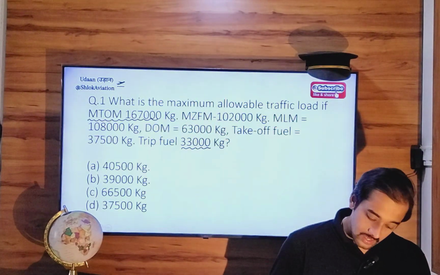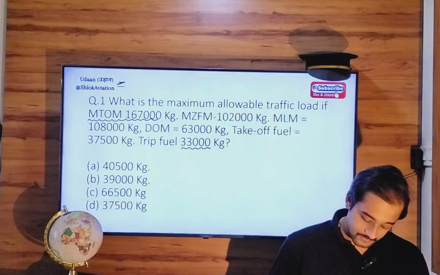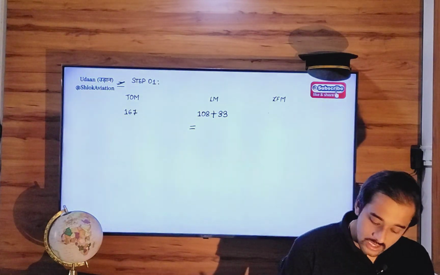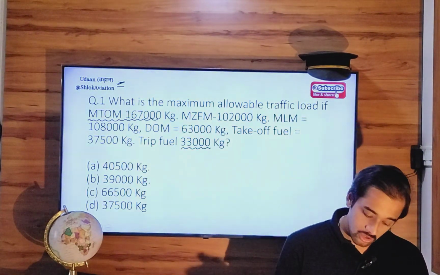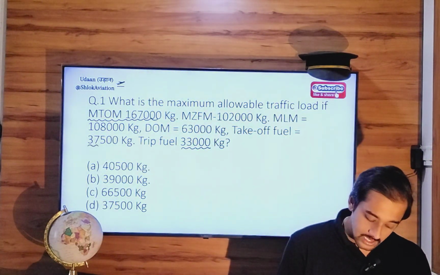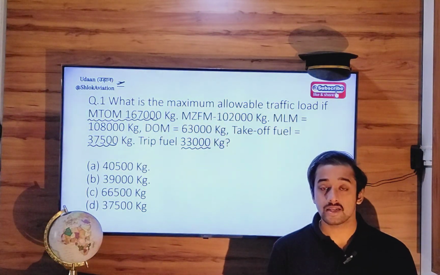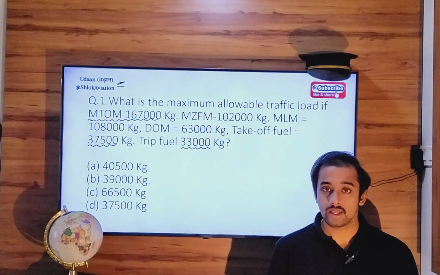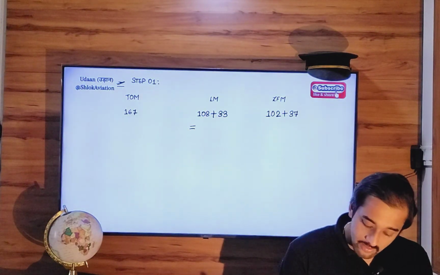Next, zero fuel mass is 1,02,000. So I'll write 102. And to that you are going to add fuel on board or takeoff fuel. So fuel on board, or takeoff fuel, is 37,500 kg. 37,500 divided by 1000 is 37.5. So add 37.5 to that.